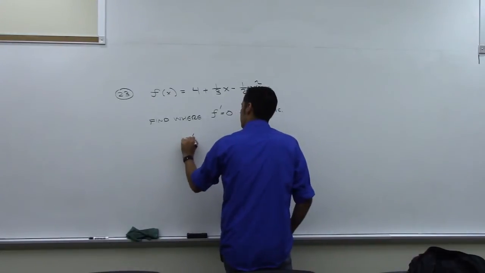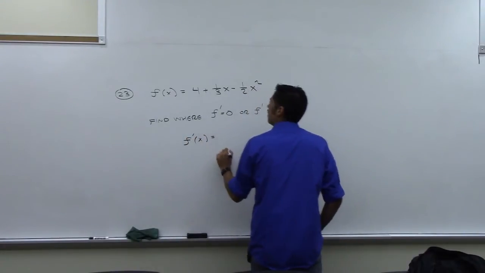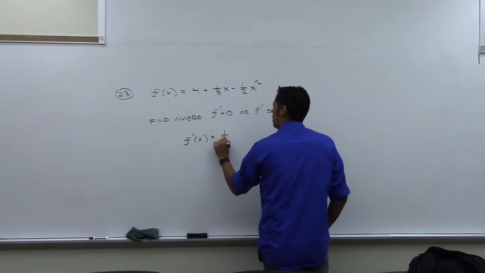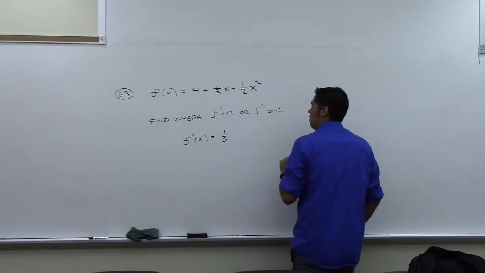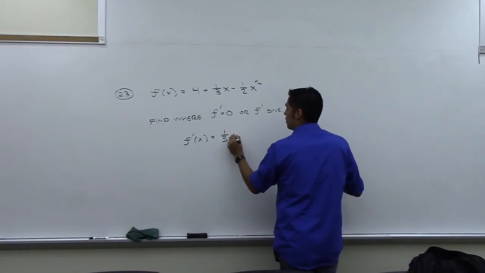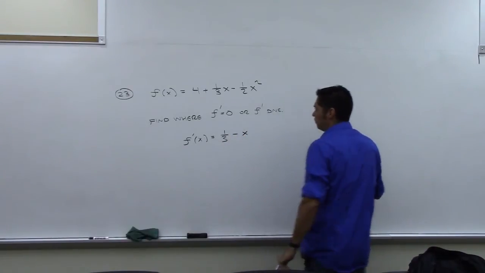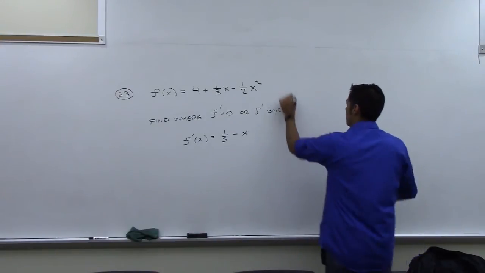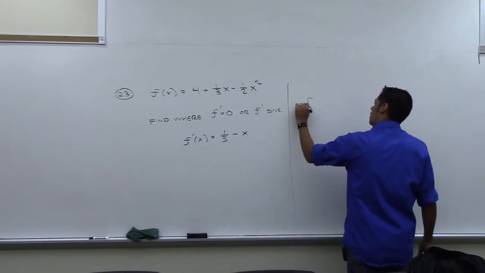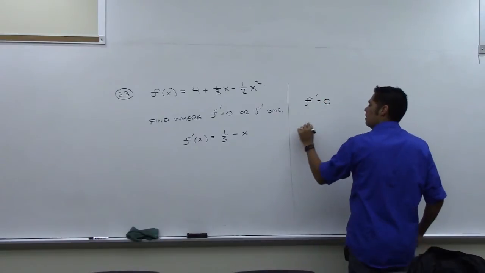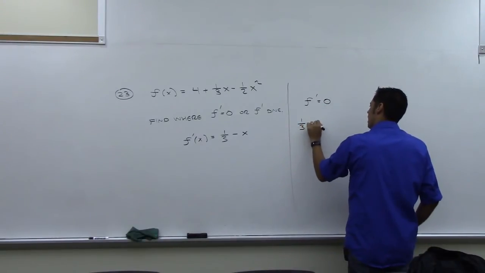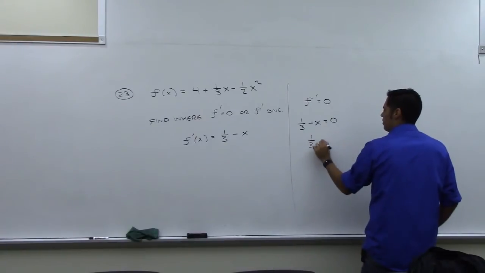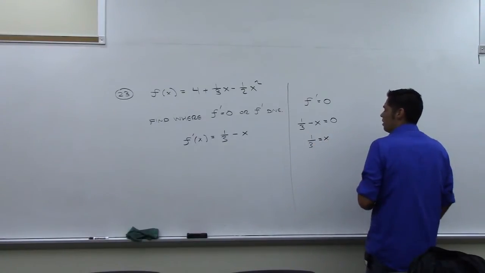The derivative of this function is going to be 0, and then the derivative of 1/3 x is 1/3, and then the derivative of negative 1/2 x squared is going to be negative x. That's it. So first let's figure out where this is 0. The derivative equals 0 means 1/3 minus x equals 0. And if we solve for x, just add x on both sides, we get x is 1/3.